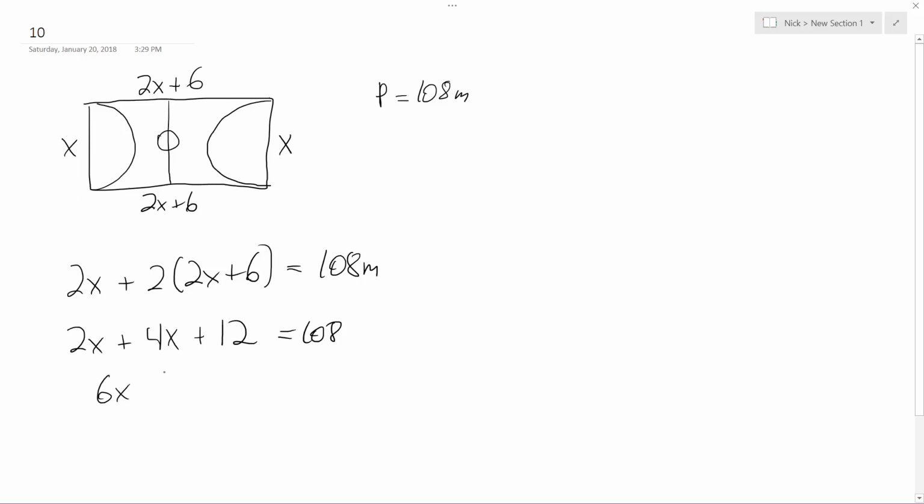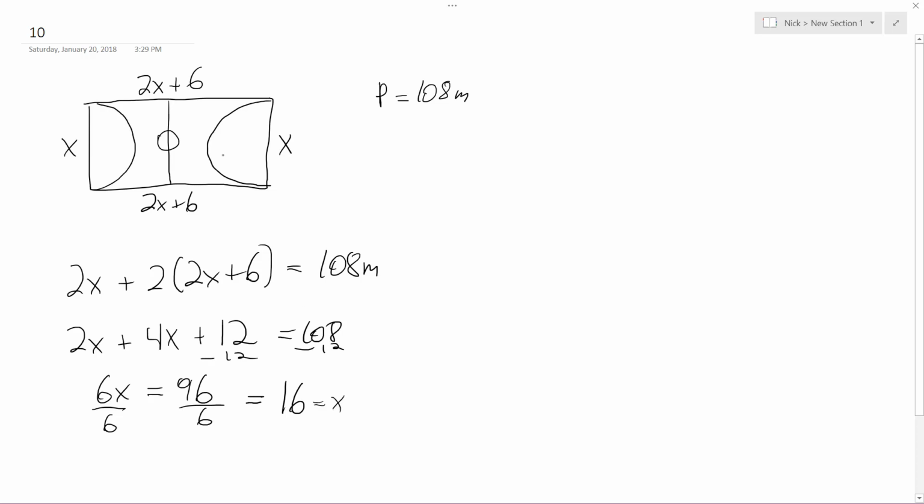So we can combine the x's together and I'm going to subtract 12. So what we end up with is 96, because 108 minus 12 is 96. And right offhand, I don't know what this is equal to. Just give me a sec. All right, and this is equal to 16. So this is what x is equal to.